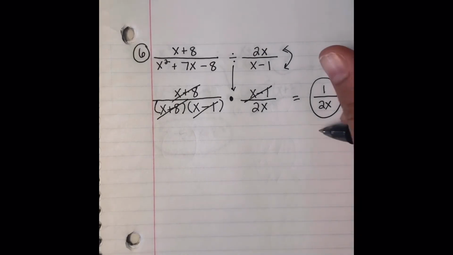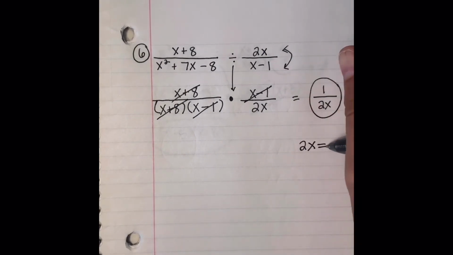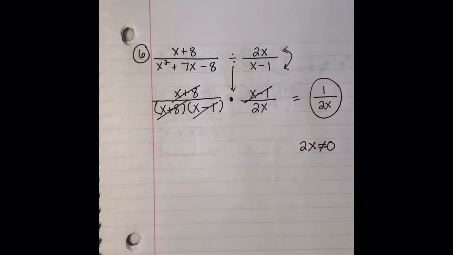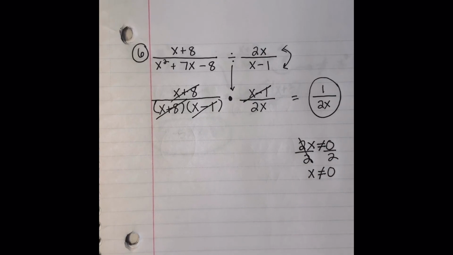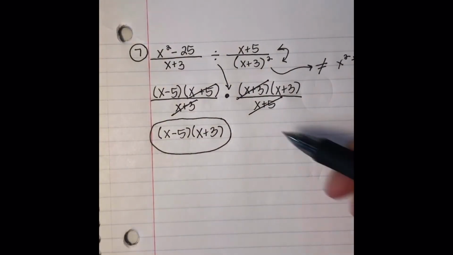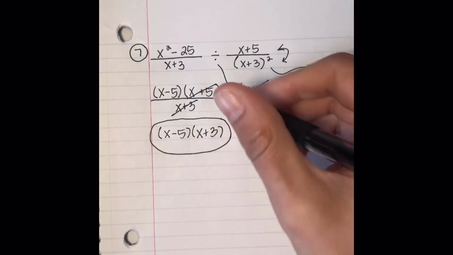Number 6, the denominator cannot be 0. 2x can't be 0. Divide by 2. X can't be 0. And then number 7, there was no denominator, so this would work for all real numbers.